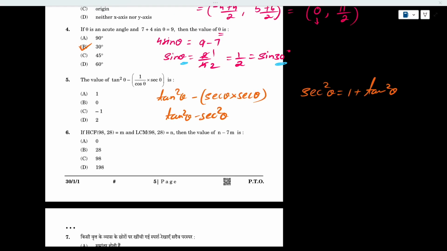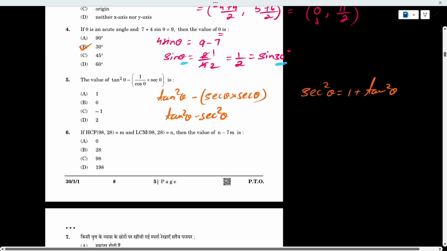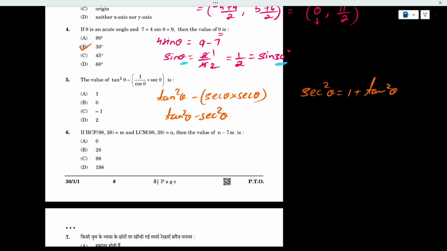So what is going to be the answer here? If you see tan square theta minus sec square theta, remember we have the identity sec square theta minus tan square theta is equal to 1. Because here the order is changed, your answer is going to be minus 1. So your option number C is the right option, right?